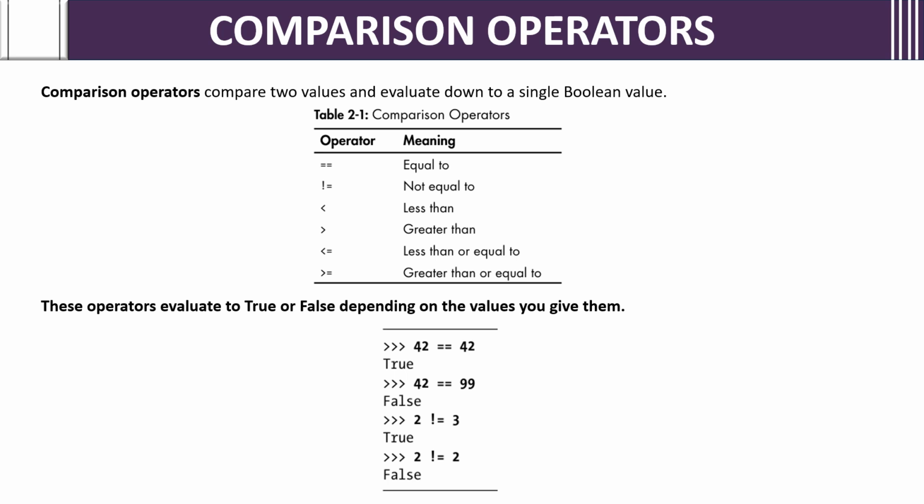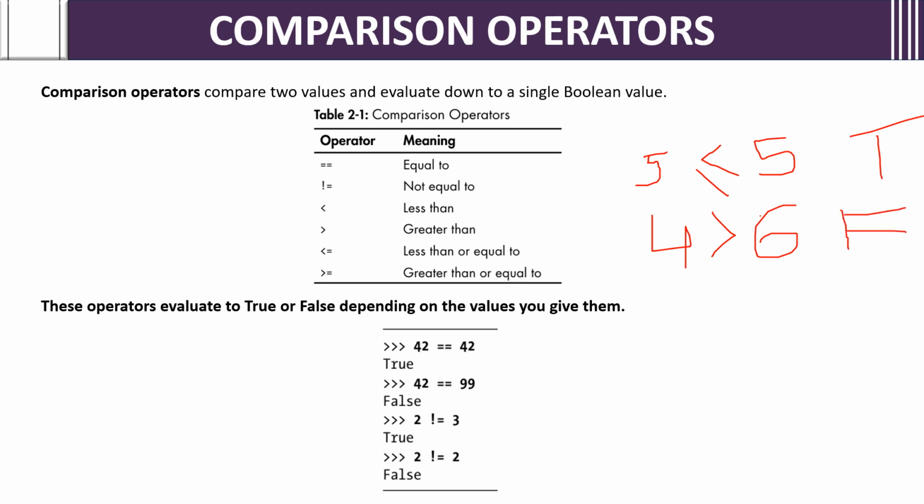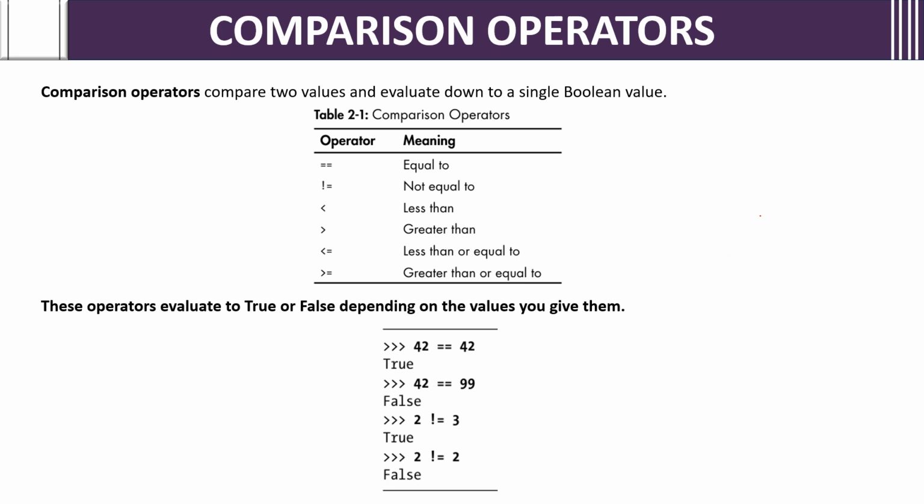For example, if 5 is less than or equals to 5, 5 is not less than, but it is equal to 5, so this is true. 4 is greater than 6? Is it correct? No, so it is false. Like this, it compares two values and gives a single Boolean value, that is nothing but true or false. These operators evaluate to true or false.